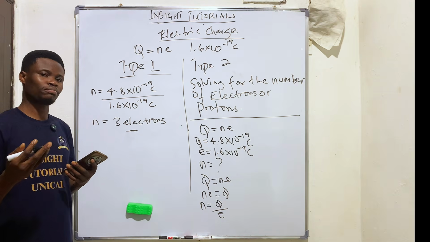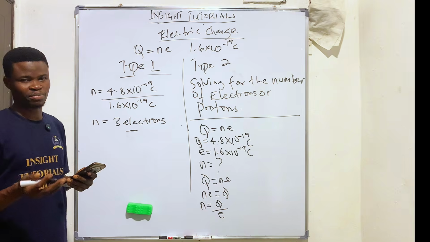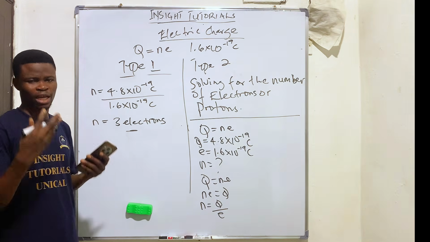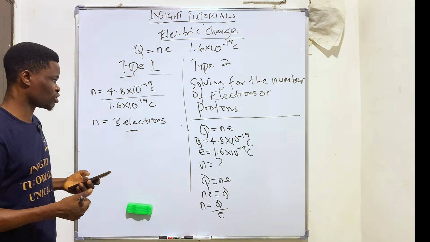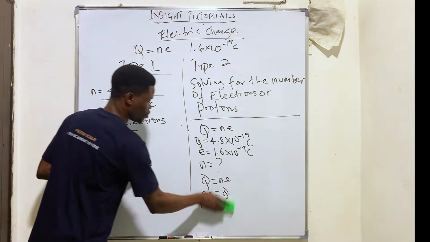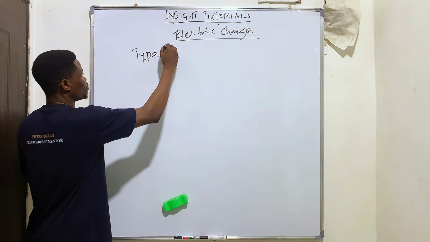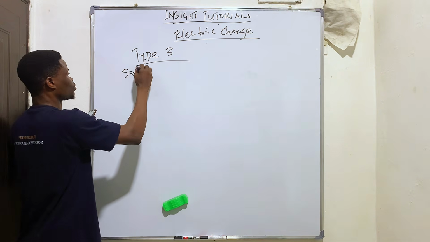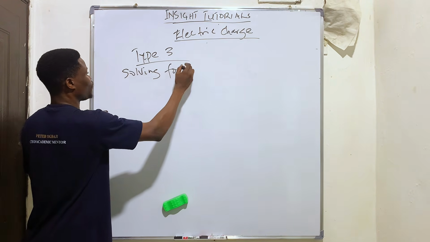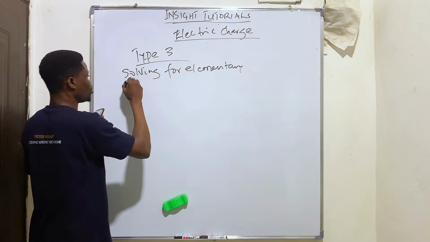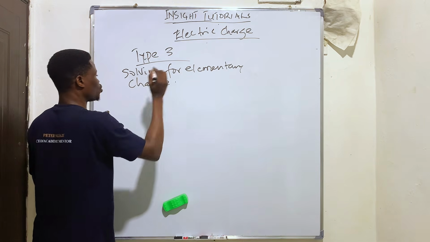Now the third way they can actually test you in the CBT, which is very rare, but sometimes the examiner can go into it, is to ask you to look for the elementary charge. So I'm going to give you a third type through which a question could be asked. Type 3: when you are asked solving for elementary charge.